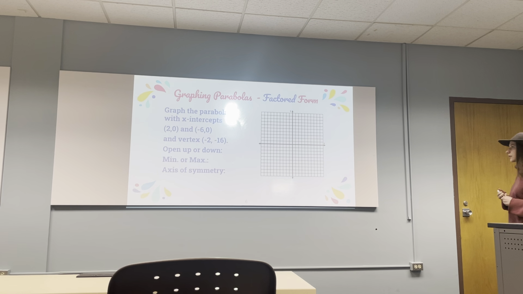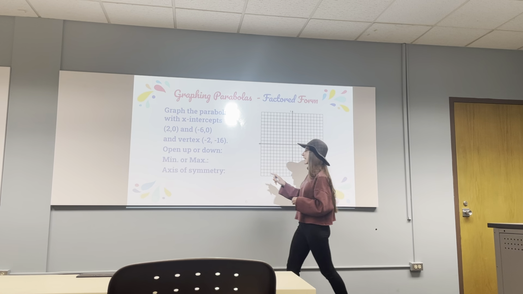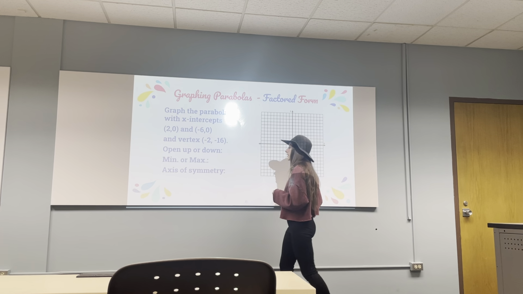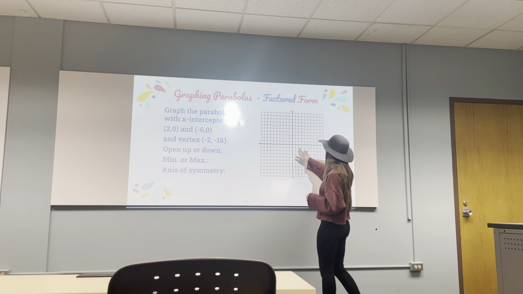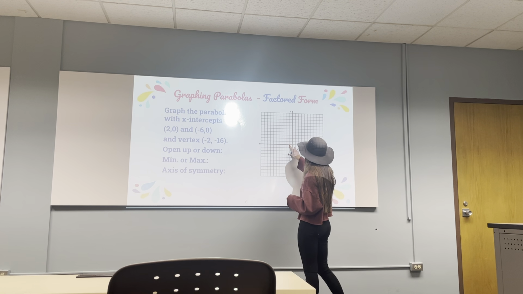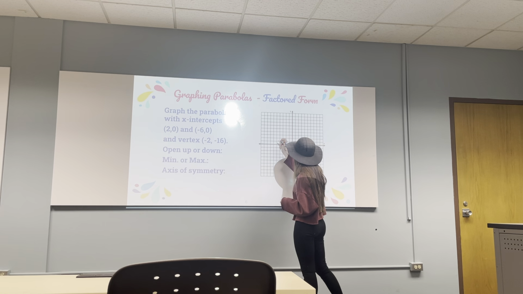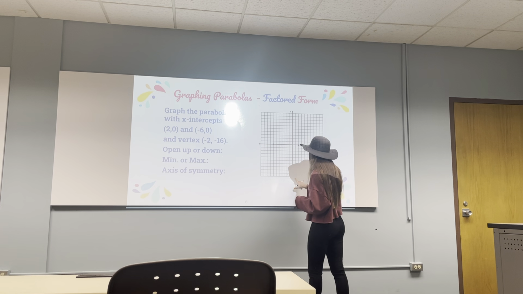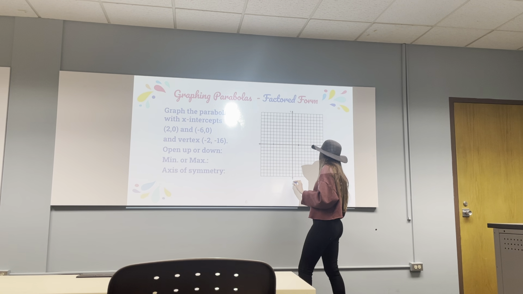How I like to start graphing my parabolas is I usually start with the x-intercepts if they're already given. So we know how to plot points, so it's over 2, there, over negative 6, 1, 2, 3, 4, 5, 6. This graph goes down to 10, so we'll go 1, 2, 3, 4, 5, 6, over 2.